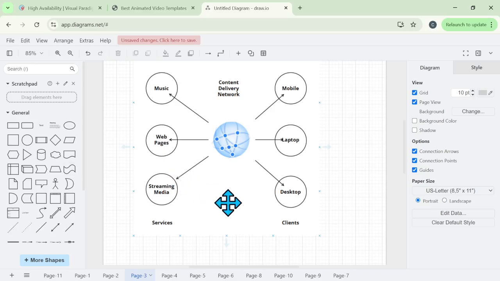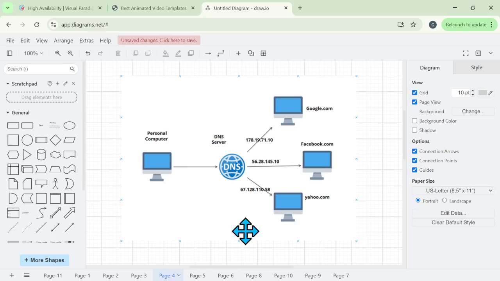The next component is DNS, domain name system. DNS, or domain name system, is often called the Internet's phone book, and for good reason. It translates human-friendly domain names such as google.com, facebook.com, yahoo.com into machine-friendly IP addresses, which we can see on the screen, so our browser knows where to send the request. Without DNS, we'd all have to remember strings of numbers just to visit a website. Thanks to DNS, we can just type a name and it figures out the rest.